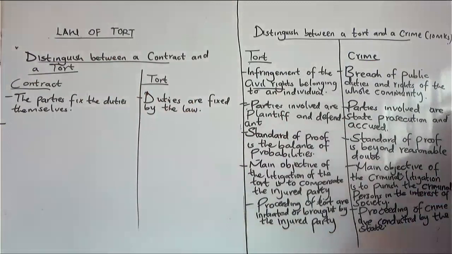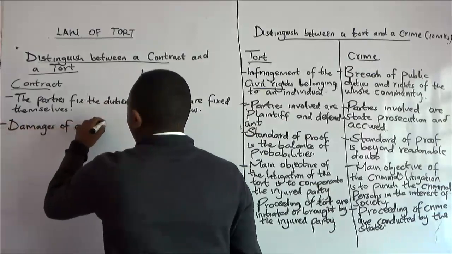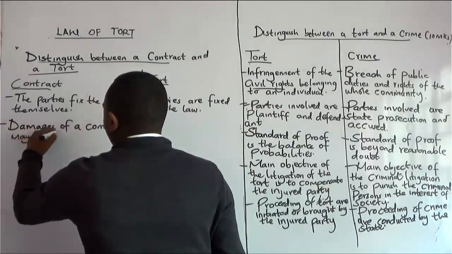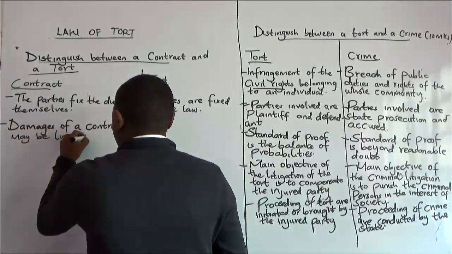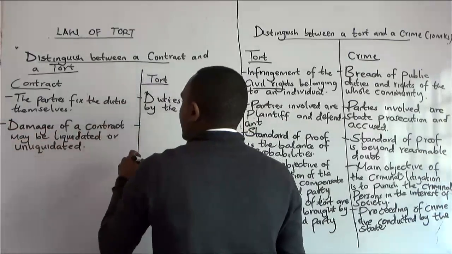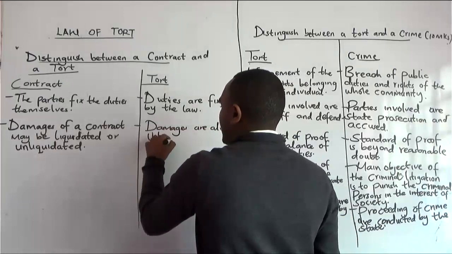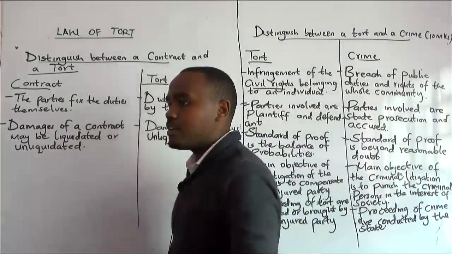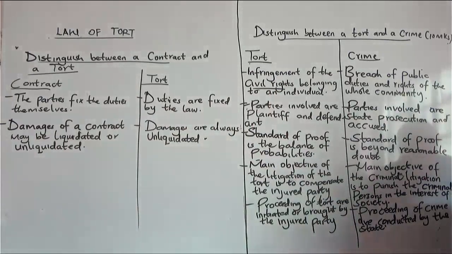The other one, you can say the damages of a contract may be liquidated or unliquidated, and then for tort, damages are always unliquidated. What do you mean by this? Are always unliquidated. What do you mean by that?